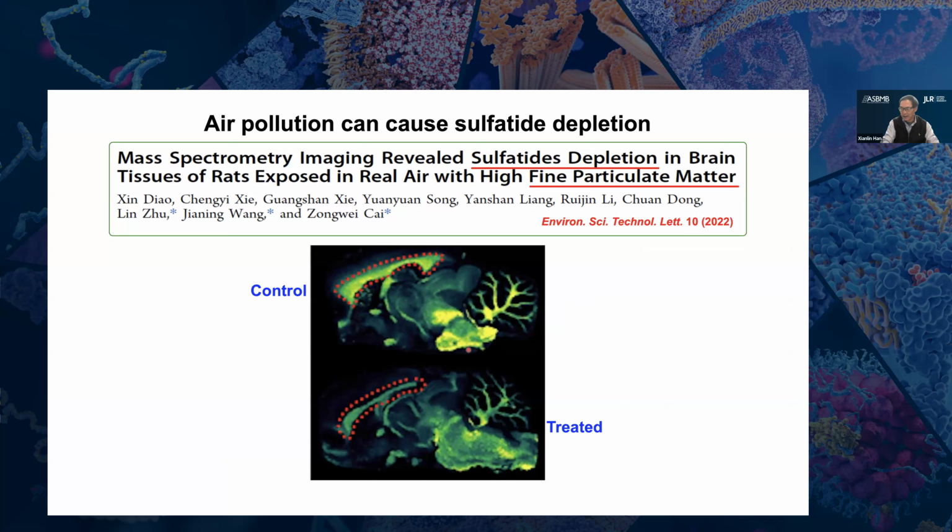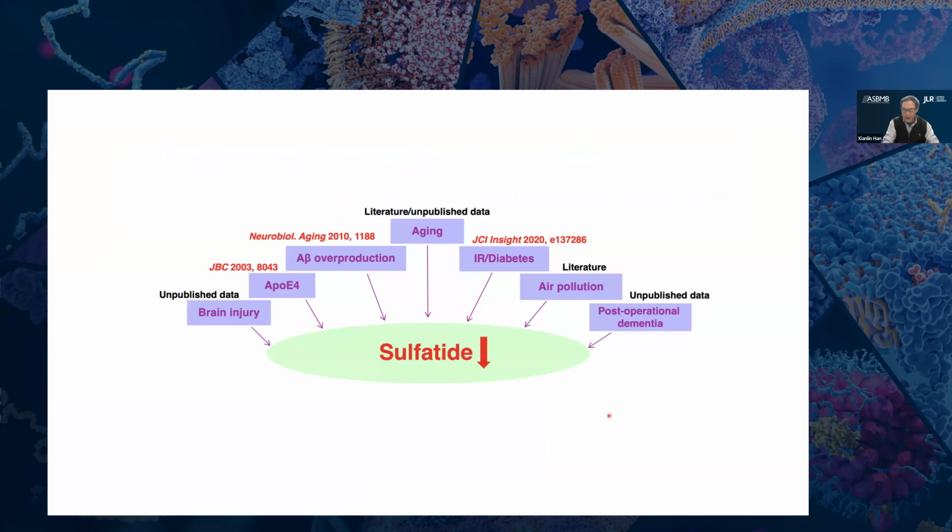The yellow signal is very abundant, and the very obviously is lost. So we put together, in summary, what we found from our study, all the risk factors can lead to the sulfatides loss.